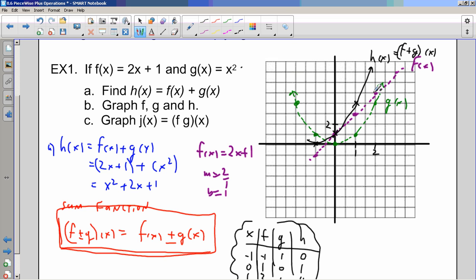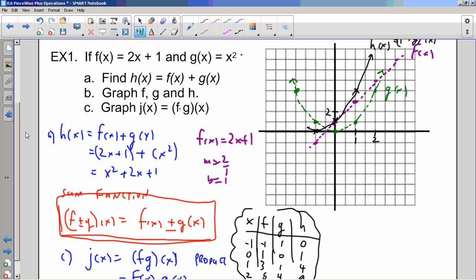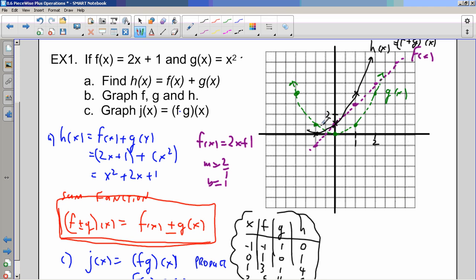So in part C, we're going to have another go at this, except part C is a product function. Part C, j at x, which is equal to f times g at x, is a product function. When there's no operation in there, it's understood to be a multiply. And instead of actually doing the table, I'm just going to think about going along, and instead of adding the two together, I'm going to multiply them.